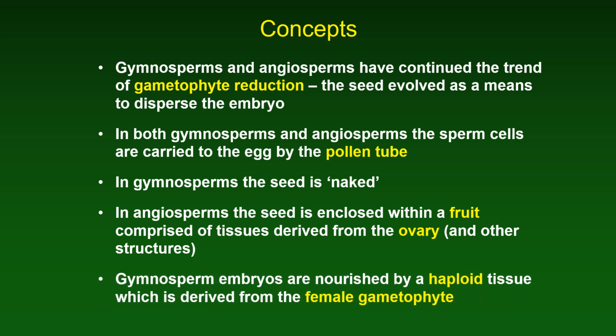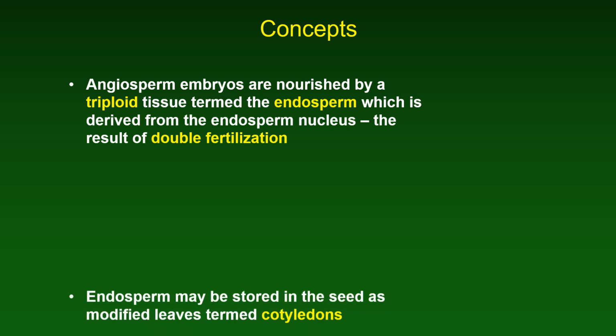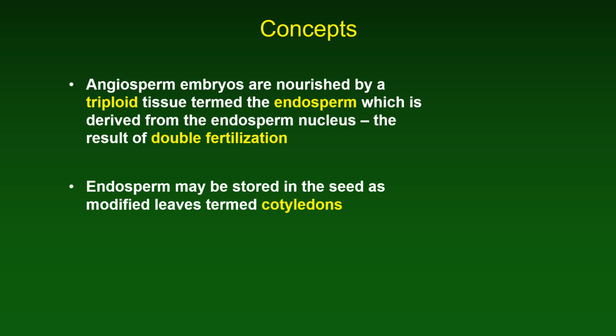Gymnosperm embryos are nourished by haploid tissue that came directly from the gametophyte. But remember, in angiosperms, the flowering plants, this is not the case. The embryo here is nourished by a triploid tissue called endosperm, and this is one of the results of double fertilization. Endosperm can be stored around the embryo or as part of the embryo. So endosperm can make up modified leaves of the embryo known as cotyledons. And this fuel is going to help that embryo sprout into a seedling, and it's going to feed it until it can start collecting its own energy and making its own food through photosynthesis.